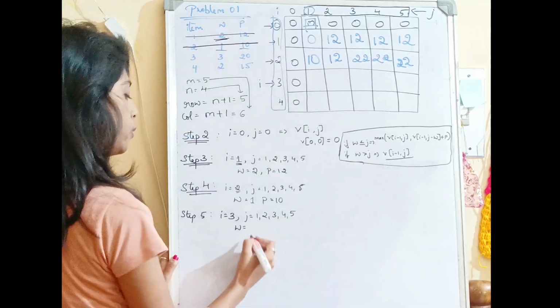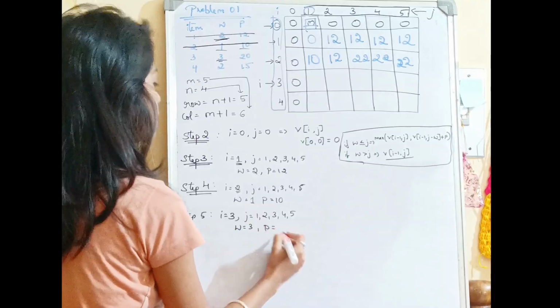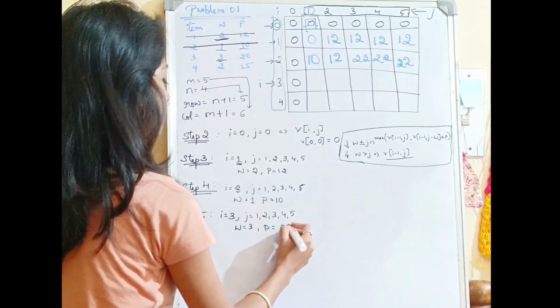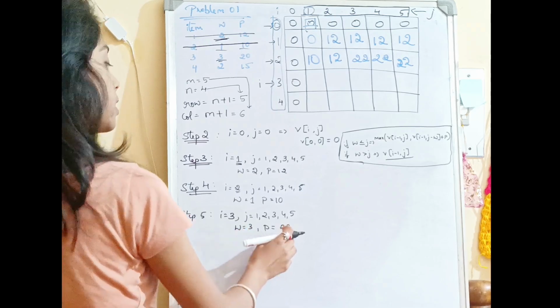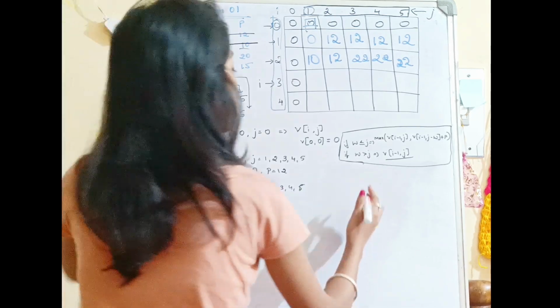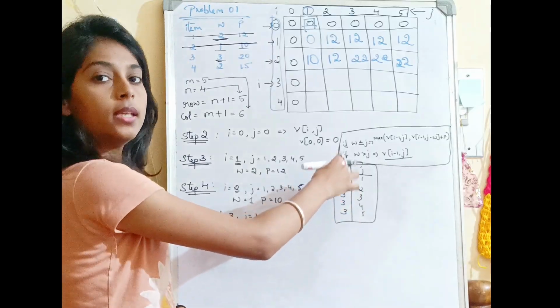And the weight is equal to 3, and profit is equal to 20. Okay. So weight is equal to 3 and profit is equal to 20. So let me put a table here. So, is 3 greater or lesser than 1? It is greater than 1.